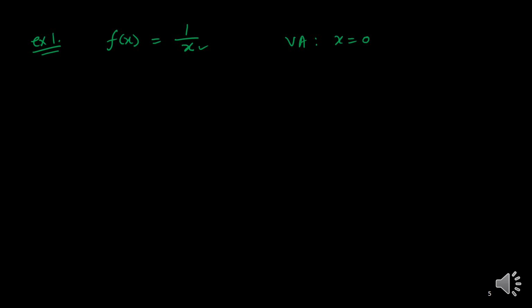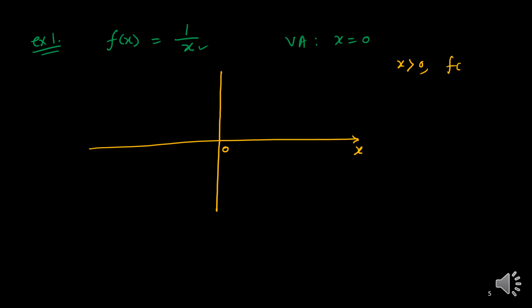Okay, so we can draw these things. This is the x-axis. This is the y-axis. You can see that x equal to 0 here. So this y-axis is nothing but a vertical asymptote in this case. Now you can understand that when x is positive, f of x, that is 1 upon x, is also positive, right? And this is the first case.